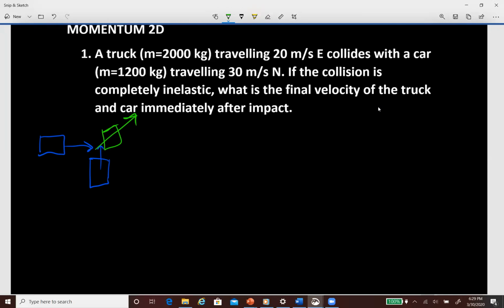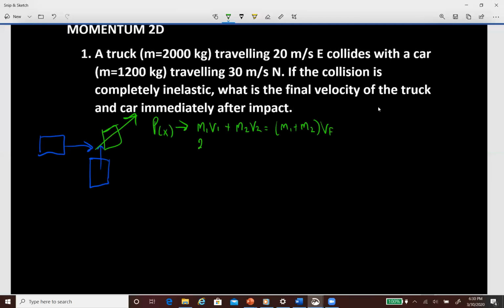Now, we have to look at this as x and y independently. So let's look at the momentum in the x direction. We know initial is equal to final. So the initial momentum in the x direction is the mass of the truck, m1, times the speed of the truck, plus the mass of the car times the speed of the car, is equal to the sum of the masses times their final velocity. Okay, that's easy to do, right?